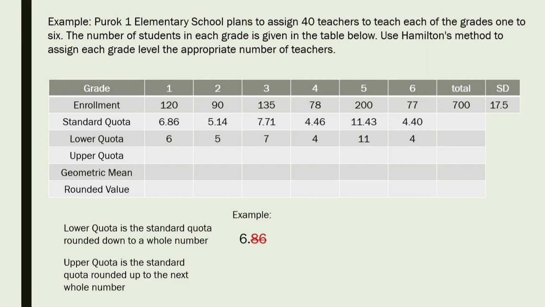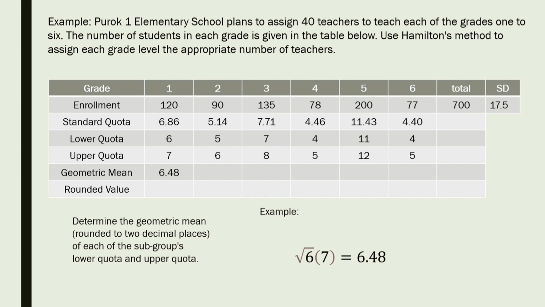Next, the lower quota is the standard quota rounded down to a whole number. So we got 6, 5, 7, 4, 11, and 4. Next, the upper quota is the standard quota rounded up to the next whole number. So we round up the 6, so we got 7. We round up the 5, so we got 6. We round up the 7, so we got 8, and so on. Next, the geometric mean, rounded to 2 decimal places, of each subgroup's lower quota and upper quota.